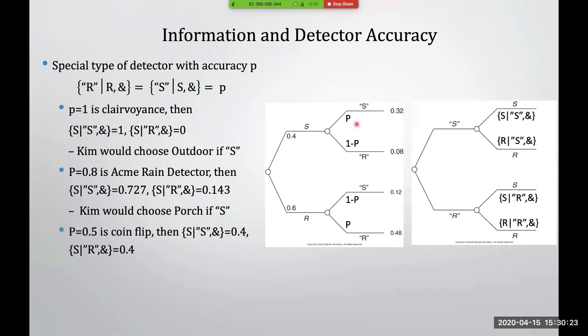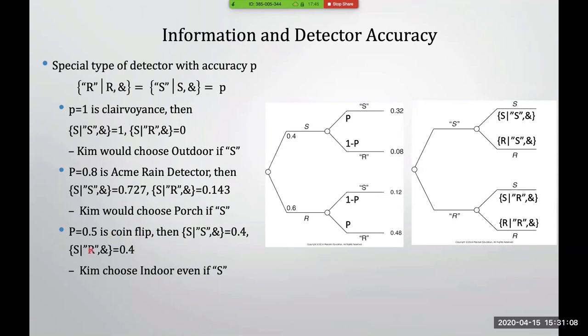When the accuracy of the ring detector is 0.5, then that detector is irrelevant to the probability of the weather. Kim's probability assignment to the day being sunny is not affected by the ring detector's message, and Kim's decision is not affected. Kim would always choose indoor. So this detector that is in the same spirit of a coin flip is not useful or material.